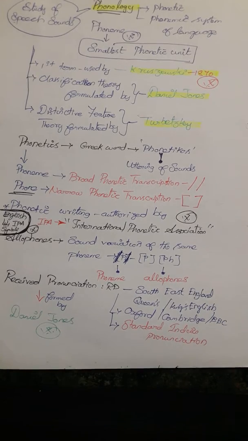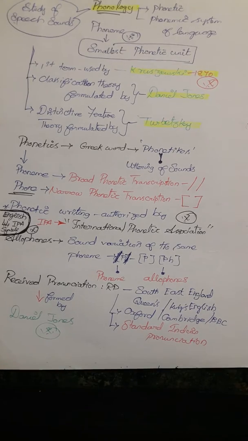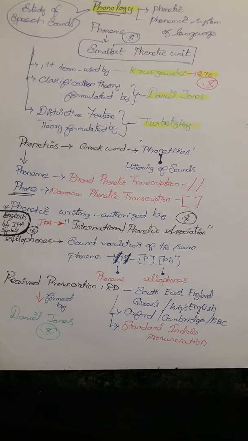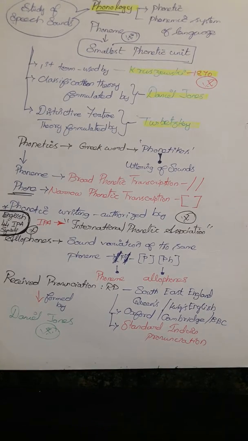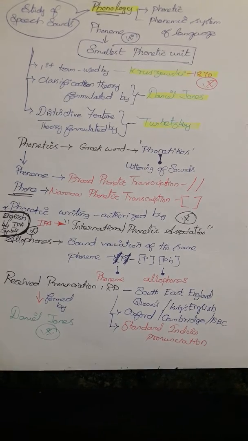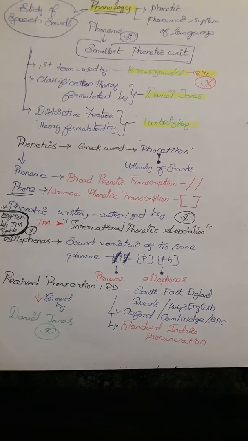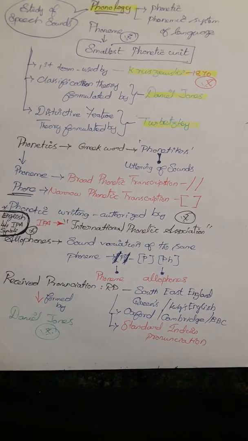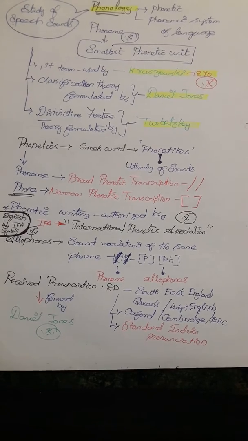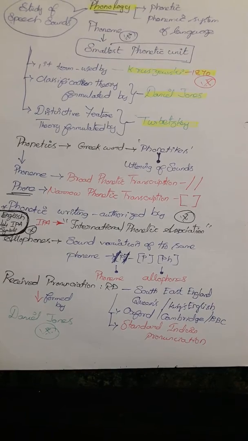The classification theory was formulated by Daniel Jones, and the distinctive features of this theory were formulated by Trubetzkoy. And phonetics is from the Greek word phonetikos, which means uttering of sounds. Phonemes are the broad phonetic transcriptions, and phones are the narrow phonetic transcriptions. The phonetic writing was authorized by the International Phonetic Association, and allophones are the sound variants of the same sound.